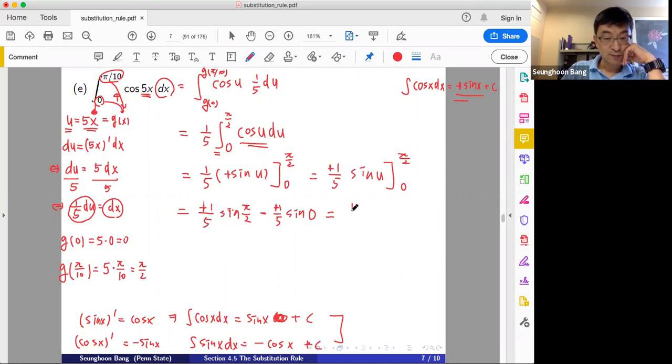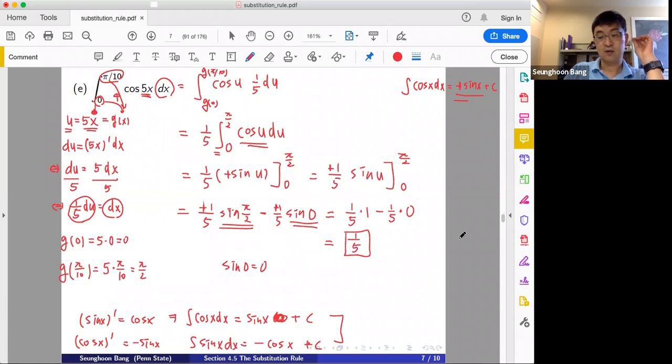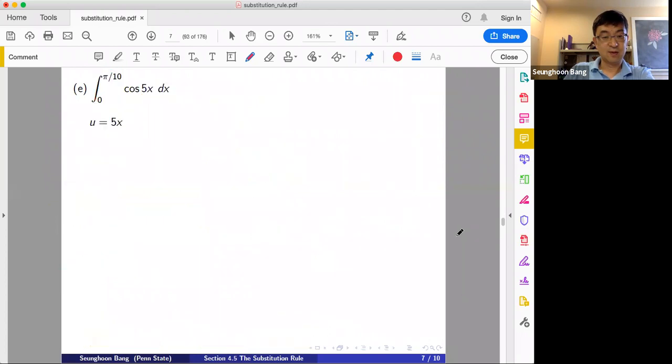So this is a positive one. This is 105 times, do you know what sine of pi over 2 is? Yeah, 1, thanks. Minus 105 times, what is sine of 0? Could you write your answer on the chat board? Oh, sine of 0 is 0. So like this, 105 times 1 is only 105. This is your final answer for solving this problem.